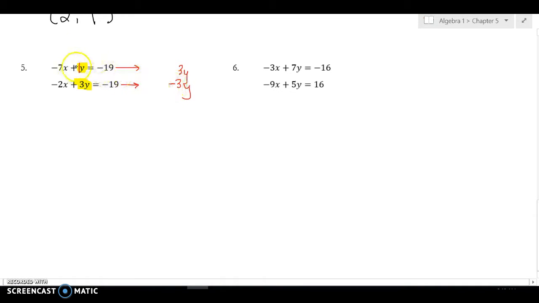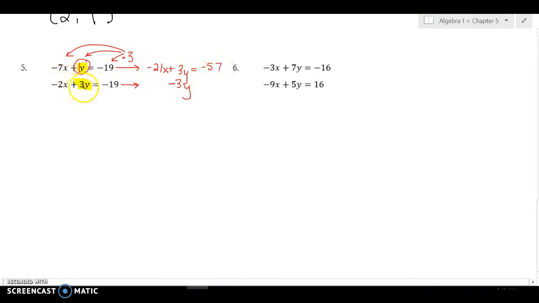So now what you do is you ask yourself, what did you multiply 1 by to get 3? Well, I times it by 3. So that means everything on the top gets times by 3. I'm distributing. So I get negative 21x, positive 3y, and then 3 times 19 is 57, so negative 57.